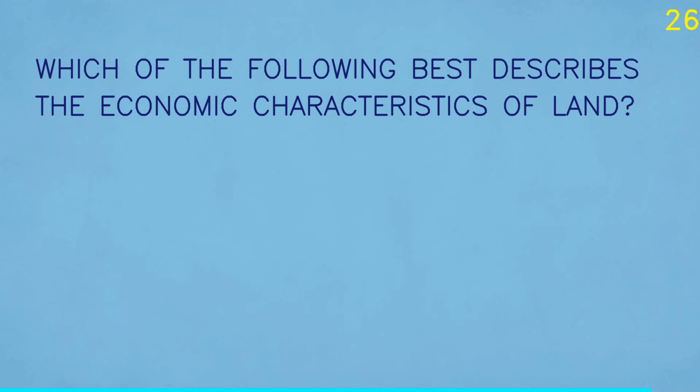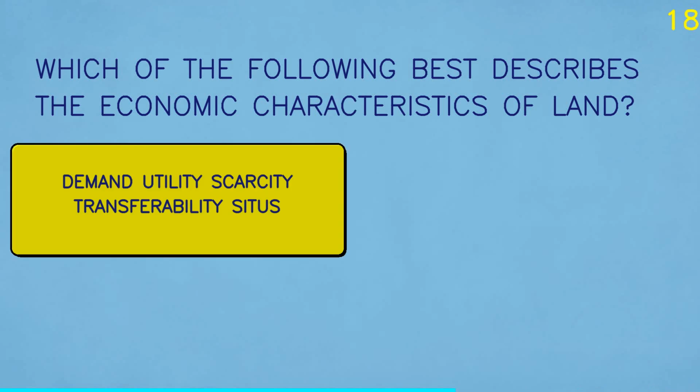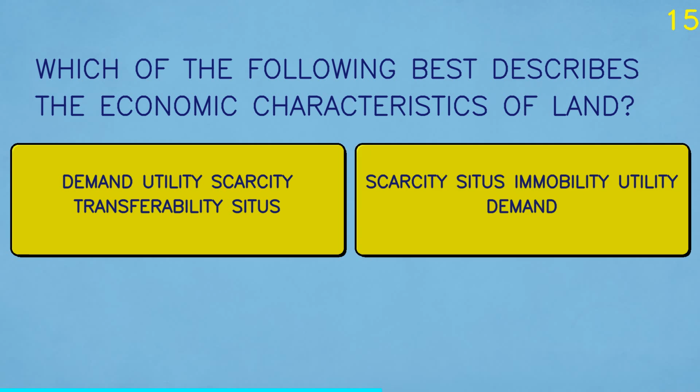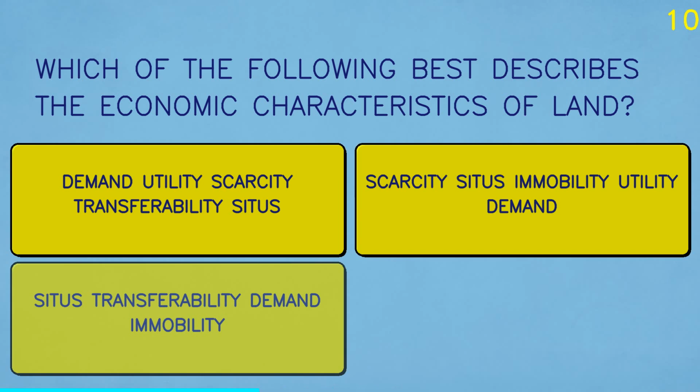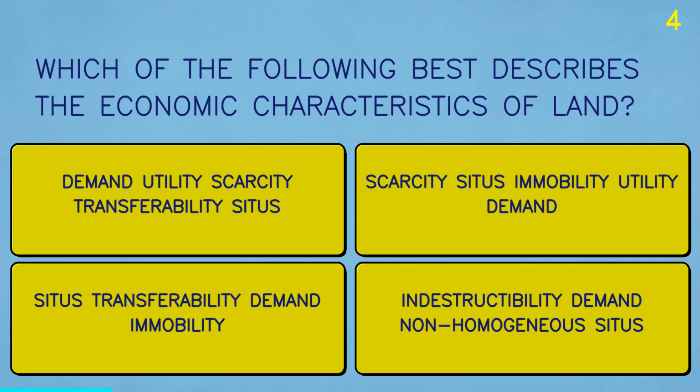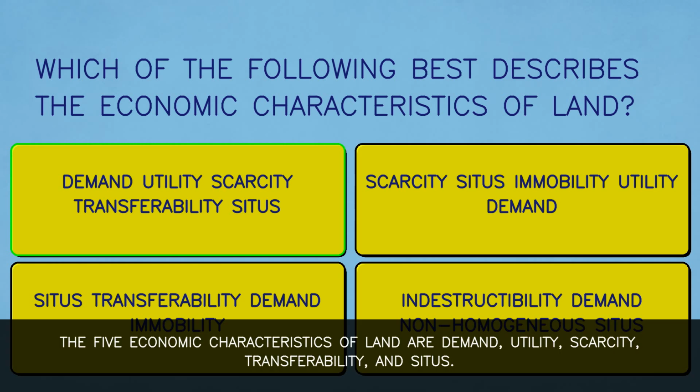Question 10. Which of the following best describes the economic characteristics of land? A. Demand, utility, scarcity, transferability, situs. B. Scarcity, situs, immobility, utility, demand. C. Situs, transferability, demand, immobility. D. Indestructibility, demand, non-homogeneous, situs. The correct answer is demand, utility, scarcity, transferability, situs. The 5 economic characteristics of land are demand, utility, scarcity, transferability, and situs.